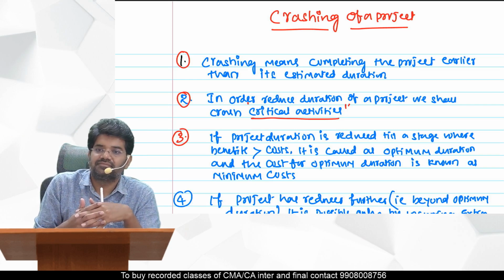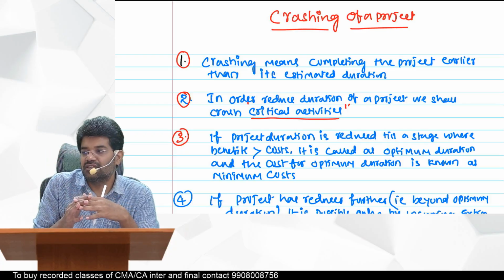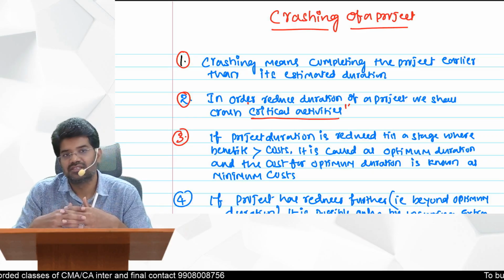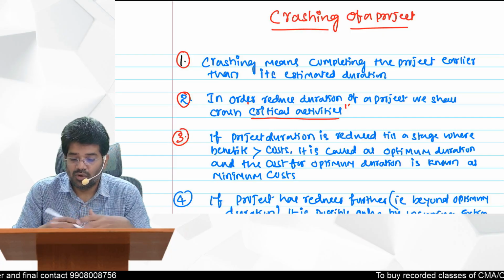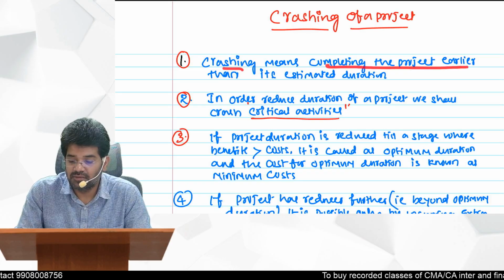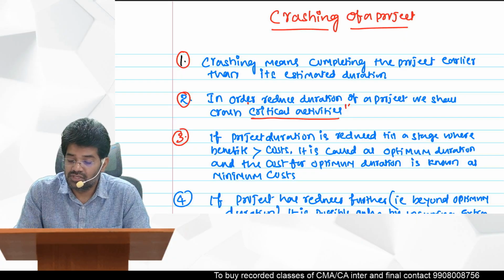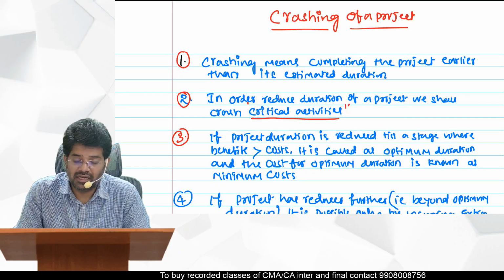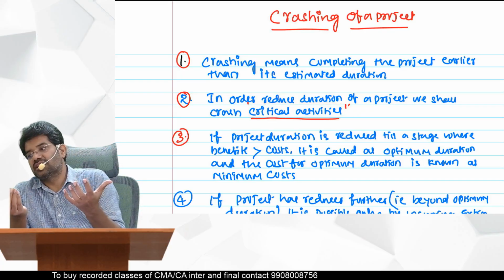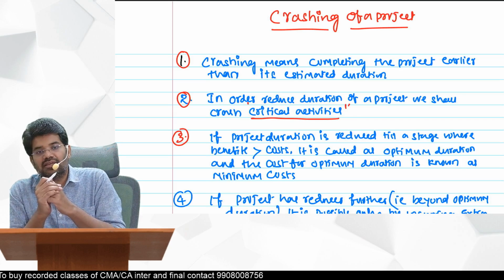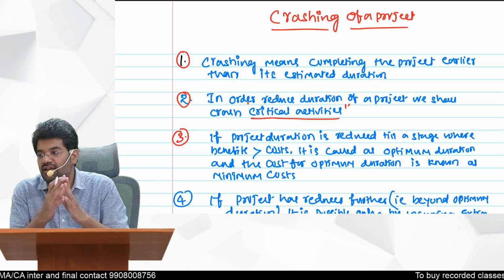Extra labor. So why do you want to reduce your project time in spite of knowing that? Because there is some advantage, right? So that is what you should remember. Crashing means completing the project earlier than its estimated duration. In order to reduce the duration of a project, we shall crash critical activities. We know that critical activities are the most important activities. If you reduce them, then only the project duration will get reduced. Otherwise the project duration will not get reduced.